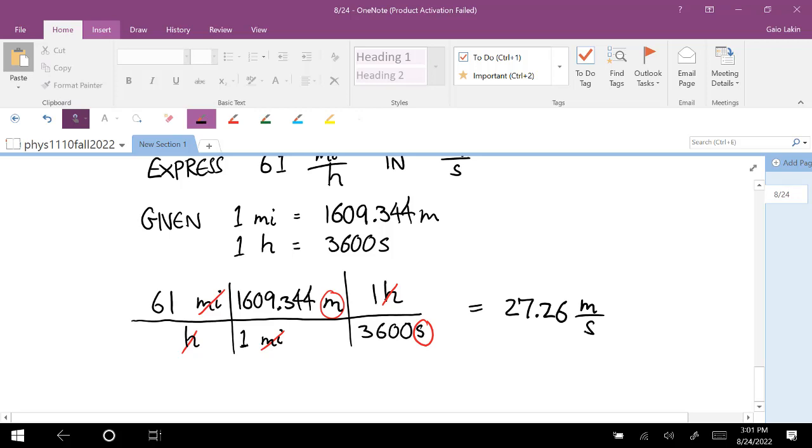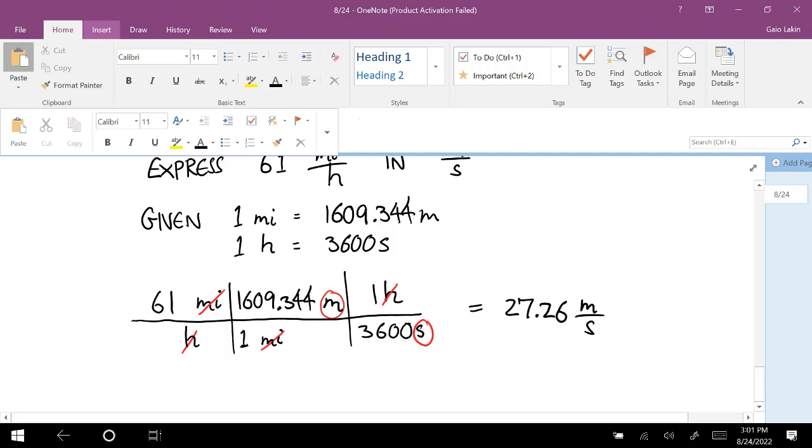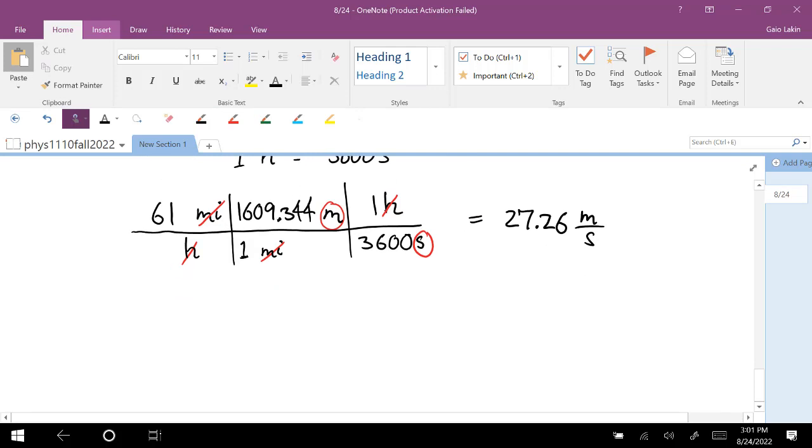Okay, what if we hadn't known that 1 hour was equal to 3,600 seconds? What if we just knew that 1 hour was equal to 60 minutes and 1 minute was equal to 60 seconds? Well, you can also follow this exact same approach just in steps. So let me do one like that.